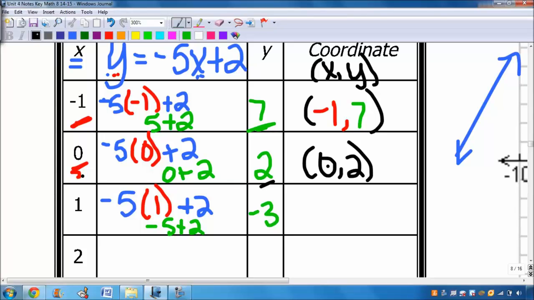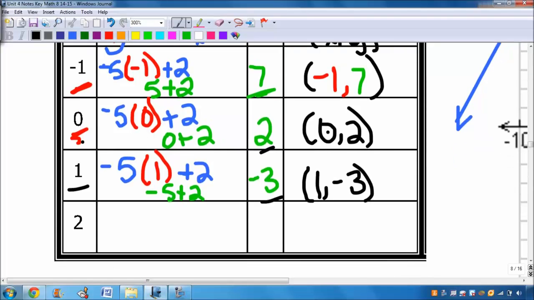Then my coordinate would be my x value followed by my y value, so it would be positive 1, comma negative 3. Okay, and then the last thing I would do is the same thing with 2 as well. So again, press pause, take a minute to try it, and then come back to me when you've completed the answer.